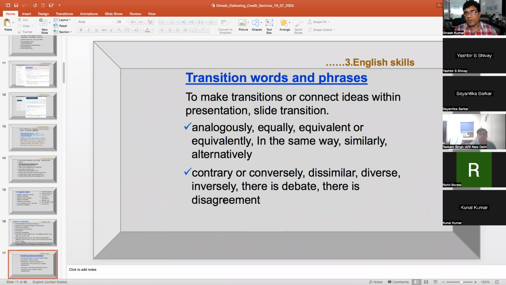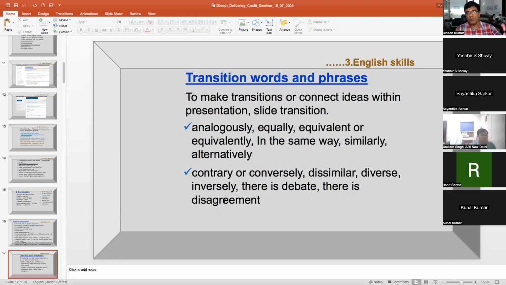Now, transition words and phrases are important. Transition words means when you switch over from one point to another point, or one statement or sentence to another sentence, you need to have some transition word that makes a particular paragraph or particular sentences attached to each other in a storytelling mode. These transition words are very, very important to make transitions or connect two different ideas within the presentation, within your speech. So this is really very, very important.